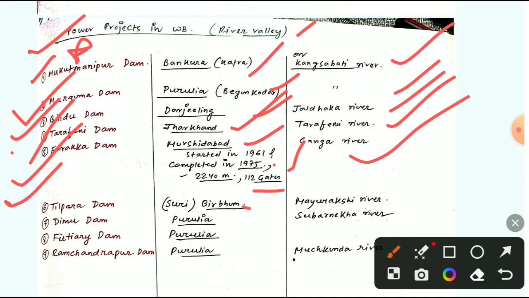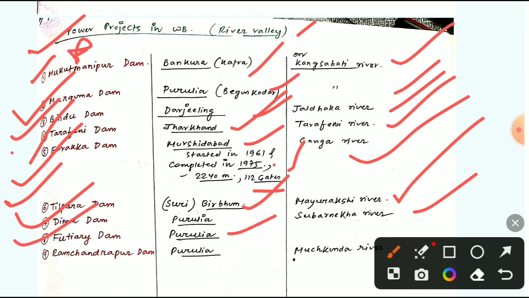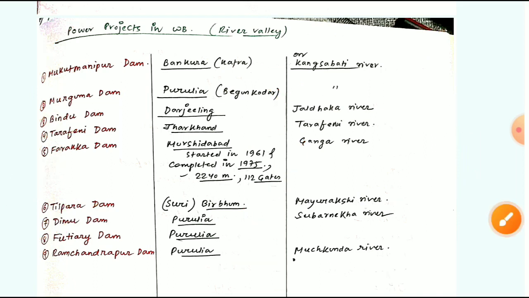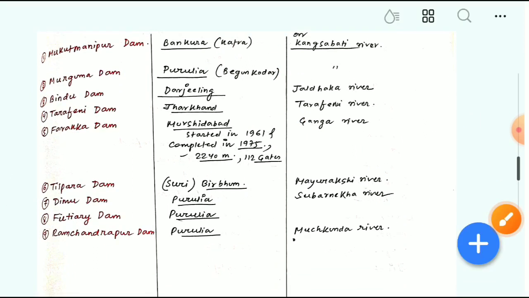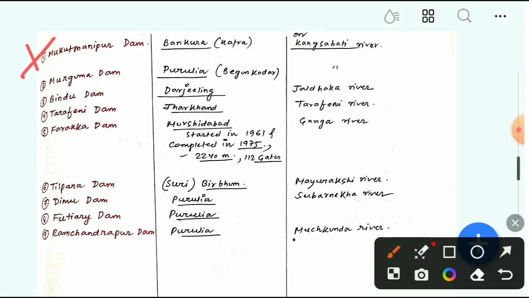Tilpara Dam, Suri, Birbhum, is on the Mayurakshi river. Dimu Dam, it is in Purulia, Subarnarekha river. Futiari Dam in Purulia. Next is Ramchandrapur Dam, Purulia, on the Muchkunda river. So Mukutmanipur is important, Tilpara is important, Birbhum. And in Purulia we have three: Dimu Dam, Futiari and Ramchandrapur.